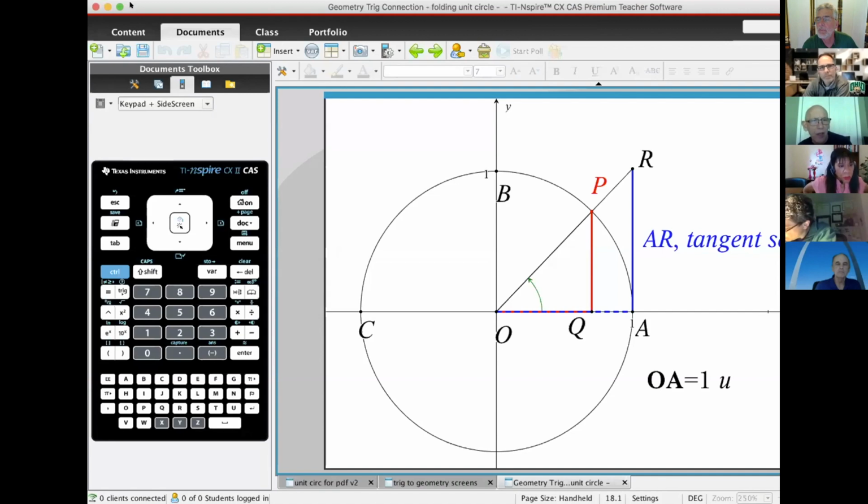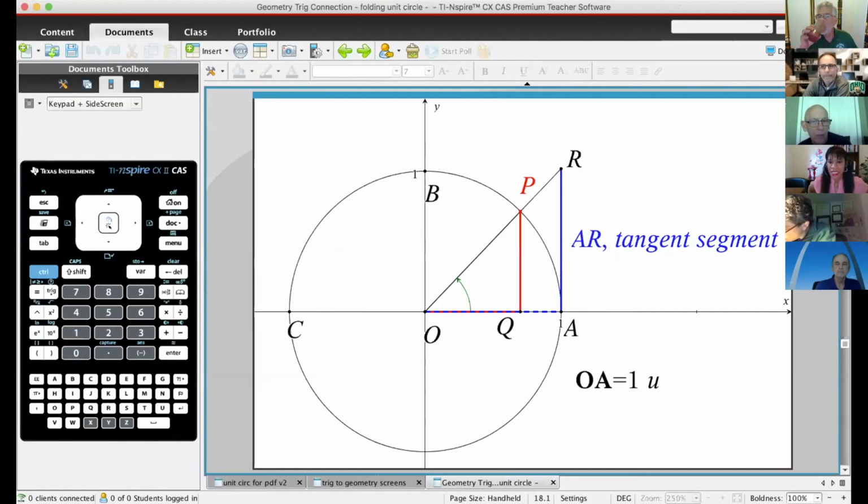This is a TiNspire. Are you able to see it? Yes. It's the same drawing you have in GeoGebra, except I've put the triangle inside the traditional unit circle triangle, if you can follow that.